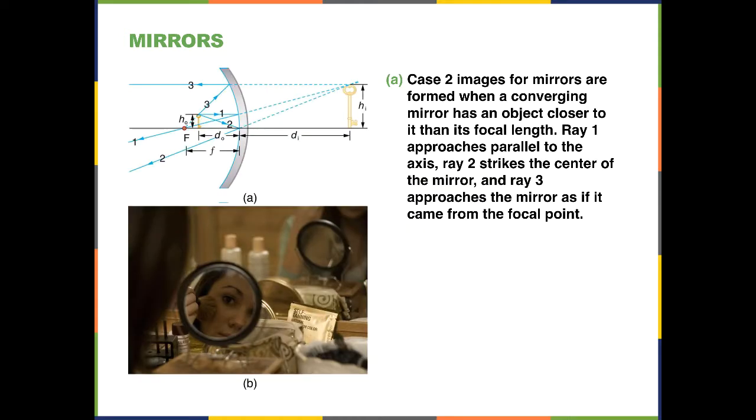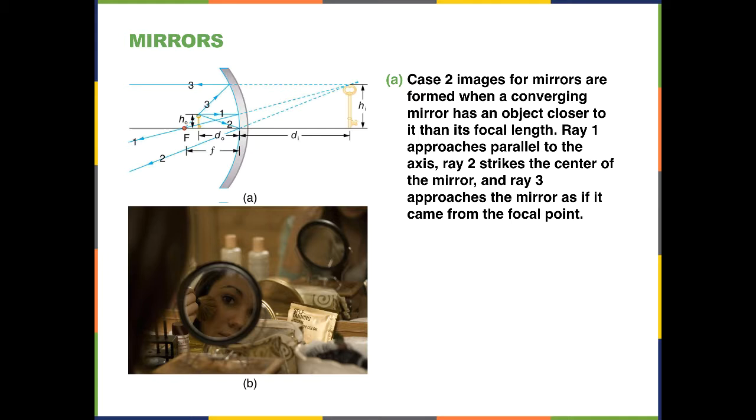Now case 2. Remember, case 1 was where the object was farther from the mirror than the focal length. Case 2 is when the object is closer to the mirror than the focal length. In the first situation, you had a real image. In the second situation, you now have a virtual image.